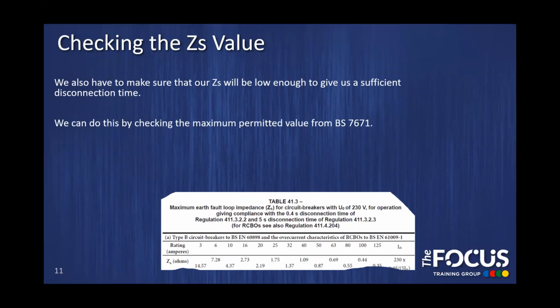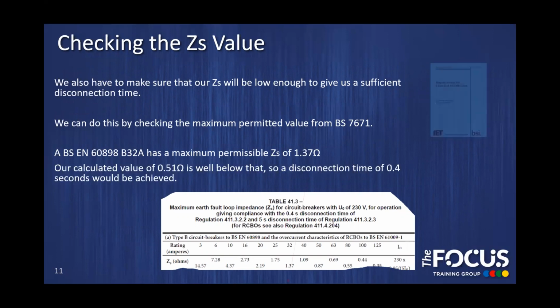We can do this by checking the maximum permitted value from BS 7671. Looking at table 41.3, we can see that a BS EN 60898 Type B 32 amp MCB has a maximum permissible ZS of 1.37 ohms. Our calculated value of 0.51 is well below that, so our disconnection time of 0.4 seconds would be achieved.